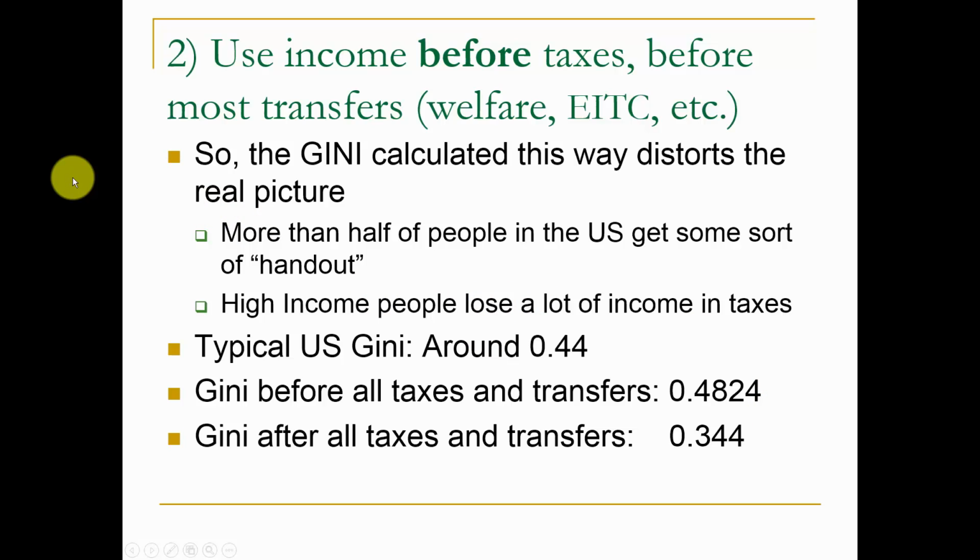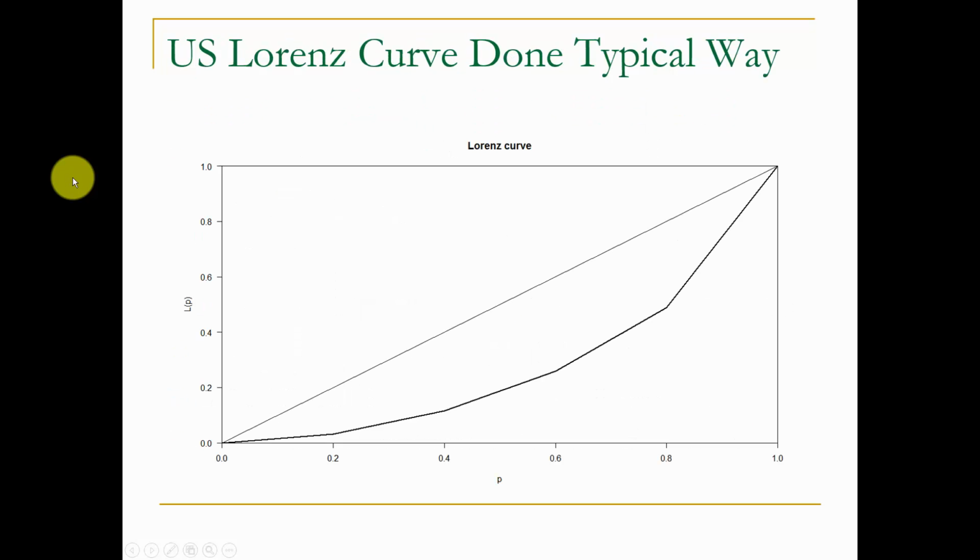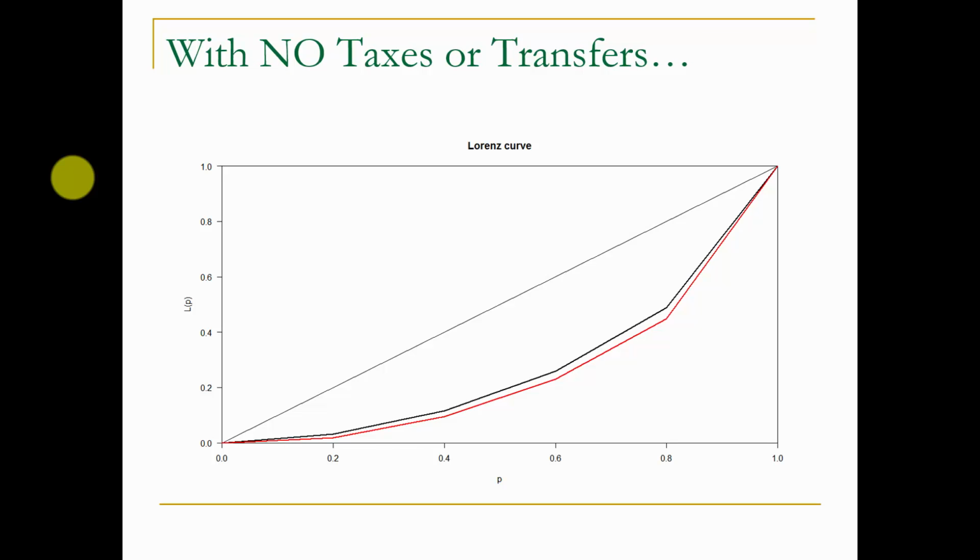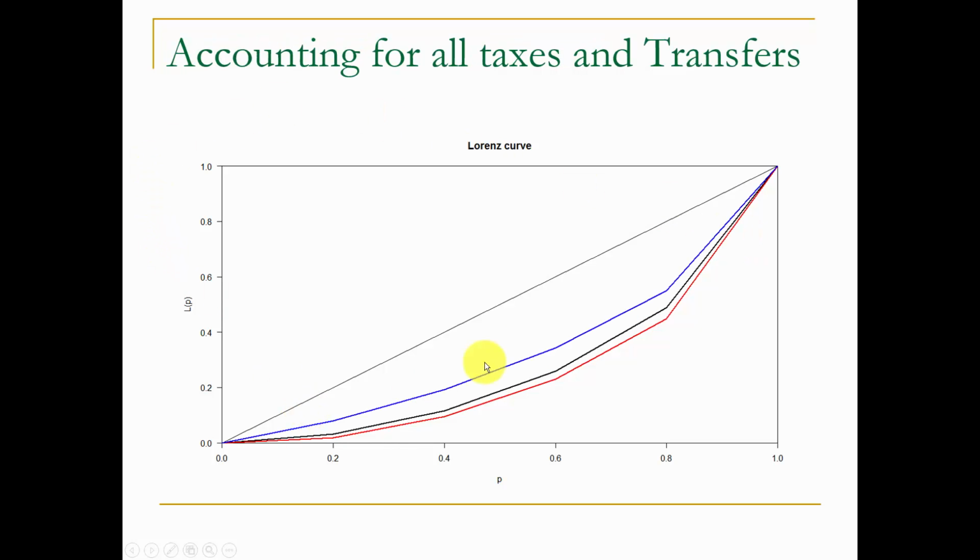Let's just visualize the difference in the Lorenz curves between these three methods. So this is what the typical Lorenz curve in the United States would look like. This is the higher Gini coefficient Lorenz curve in red if we ignore all the taxes and ignore all the transfers. And here's what in blue the Lorenz curve looks like if you do account for those other sources of income and do account for the fact that the people in the higher income group are going to be losing a lot of their income in taxes.